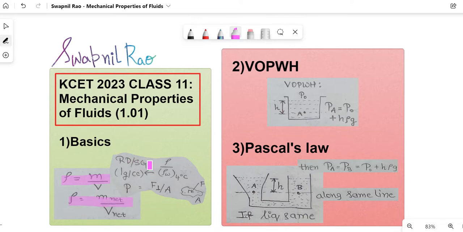And another formula you have to know is RD/SG, which means relative density or specific gravity, which is defined by rho divided by rho of water at 4 degree, which means density of the body divided by density of water at 4 degrees Celsius, which is a standard value, that is 1 gram per cc. So yeah, we need to know the formula, so I'll be just highlighting the formula.